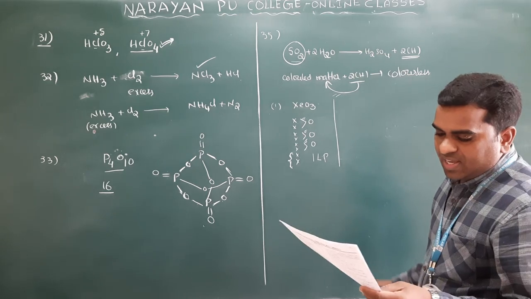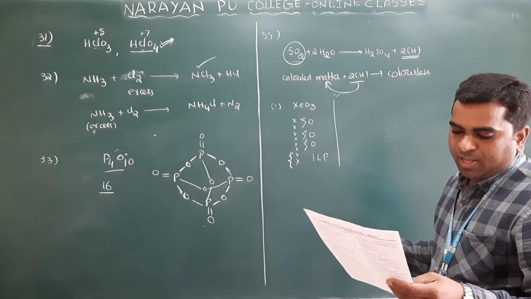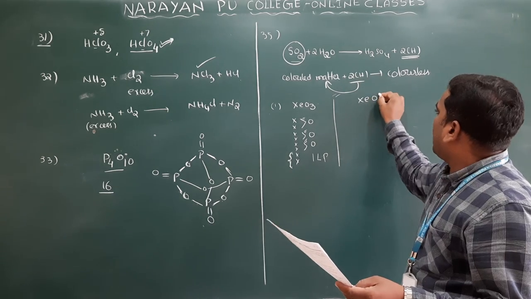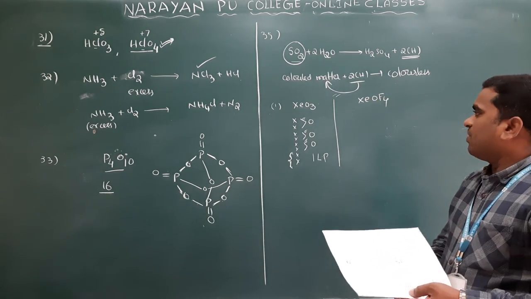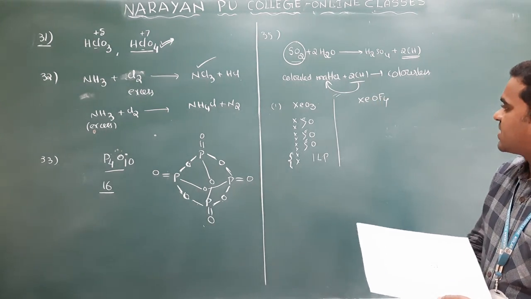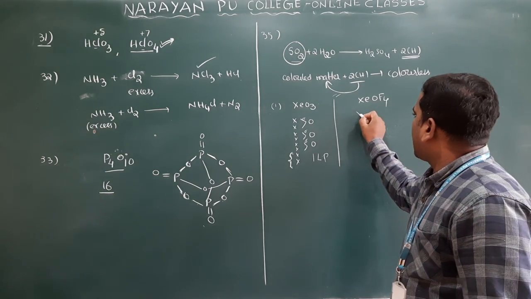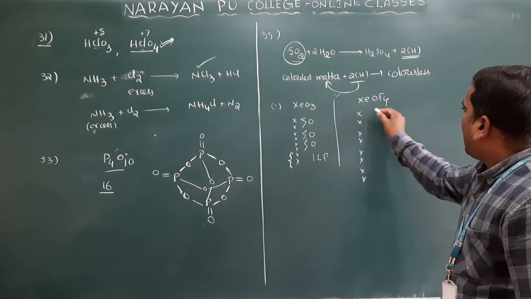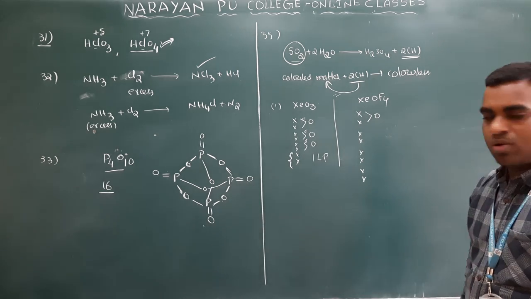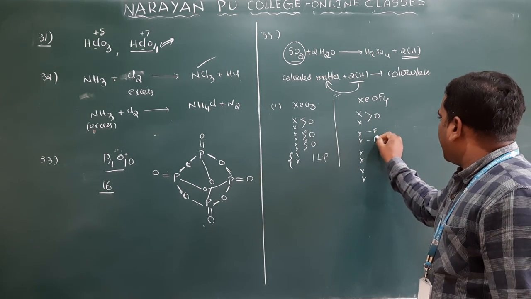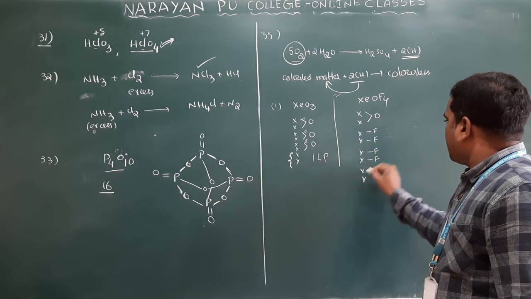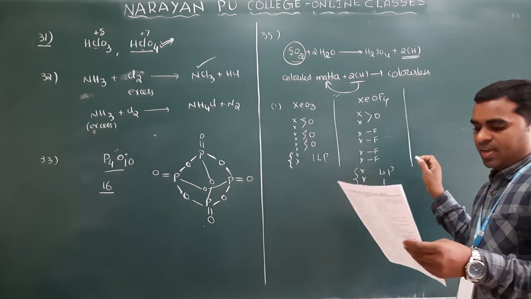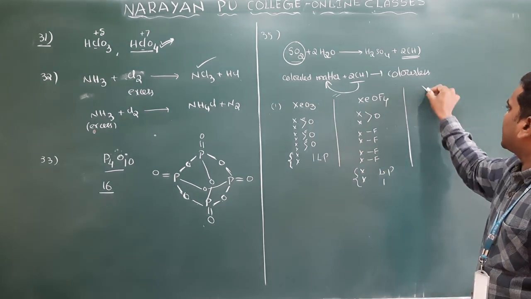And the next one is XeO4. Then XeOF4. Clear? In this case, xenon, same here, you have to write the 8 electrons. Oxygen requires 2 electrons and each fluorine requires 1 electron to form a bond. Here also, how many lone pairs? 1 lone pair.